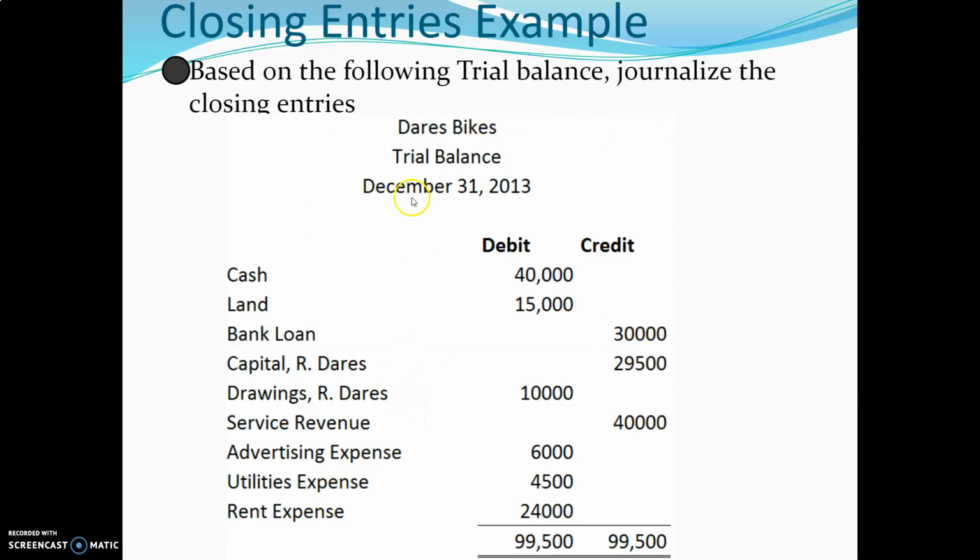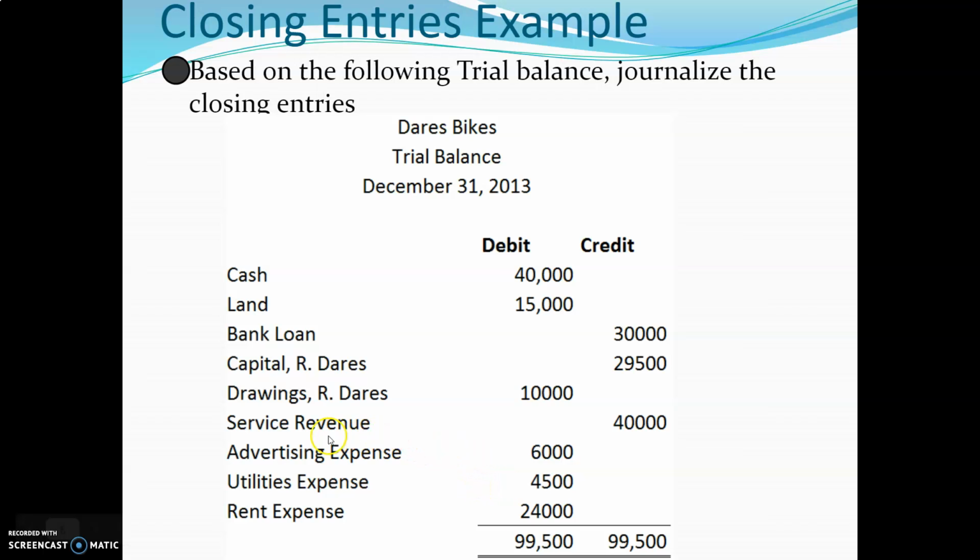So here is our trial balance, and our job here is to journalize the closing entries. At this point, I would encourage you to pause and think about what exactly you're going to do. Firstly, which accounts are we closing? Well, it's going to be these temporary accounts down here: the service revenue, drawings, advertising expense, utilities expense, and rent expense. And this is a very simplified version because I just want to show you the process.